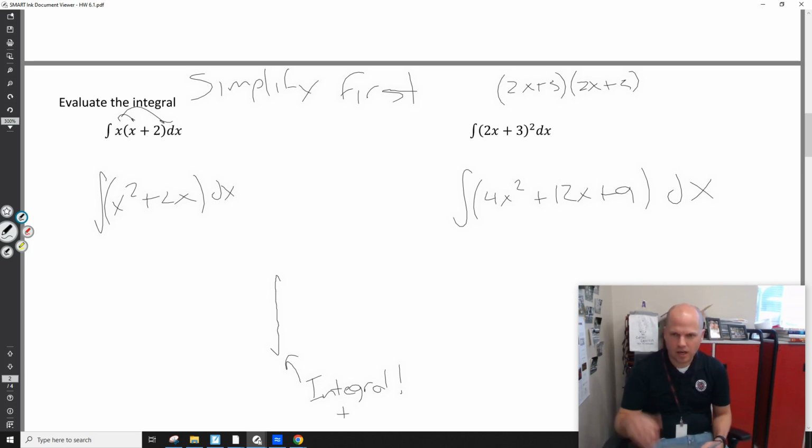It is the opposite notation of d over dx. It's like, take the antiderivative of whatever's in the parentheses with respect to x. It's not times dx. I mean, it is times dx, but the dx you're just going to think of as with respect to x. Very similar to d over dx means take the derivative with respect to x. The integral means take the antiderivative, and the dx means with respect to x.